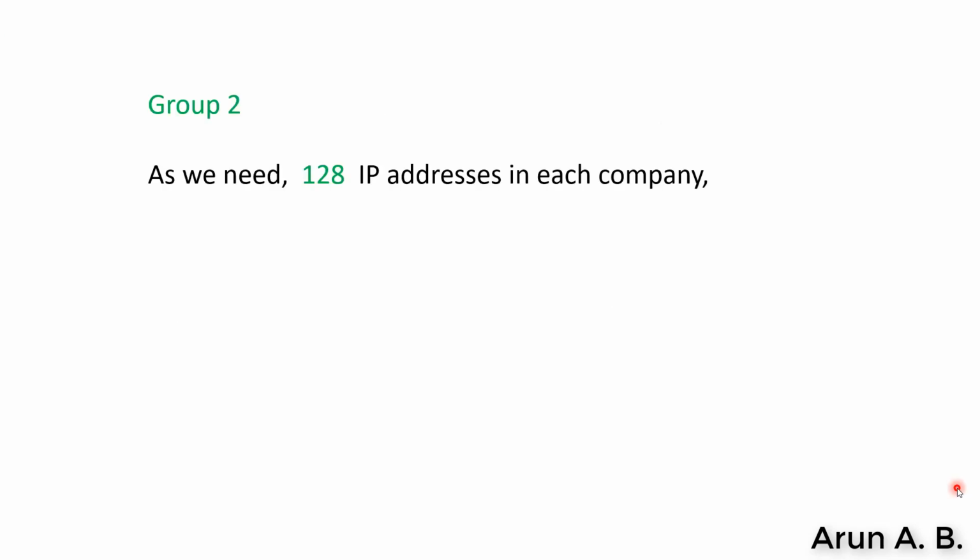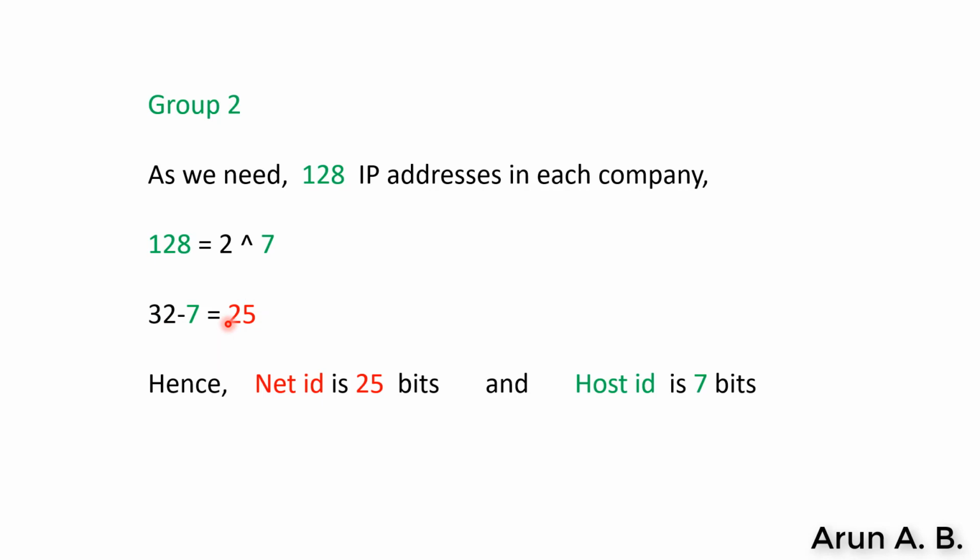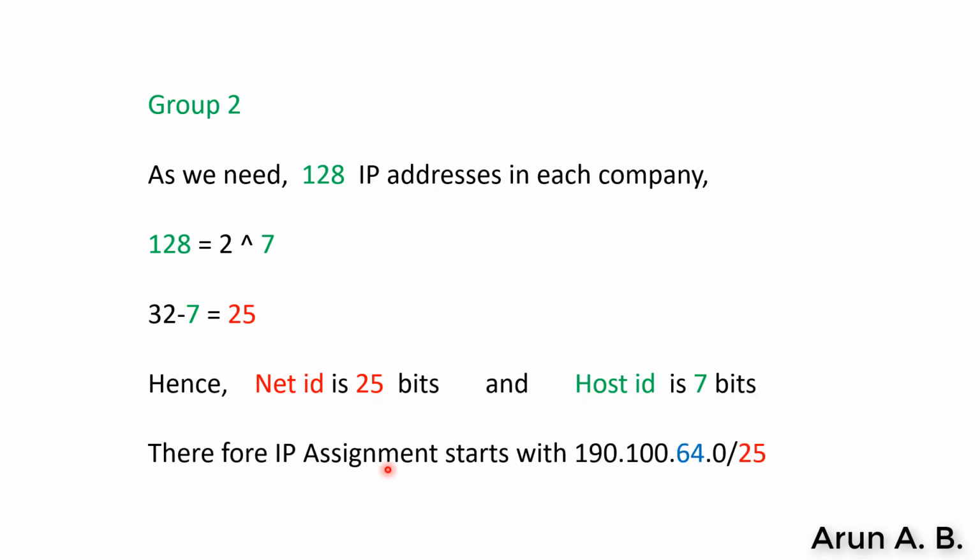So in group 2, we have the requirement that there are a total of 128 customers and each customer requires 128 IP addresses, right? Therefore, 2 to the power of 7 will give us 128. So if I subtract 32 minus 7, left out will be 25. Therefore, the network ID will have 25 bits, whereas the host ID will have 7 bits. Therefore, the first IP assignment will start from this /25.